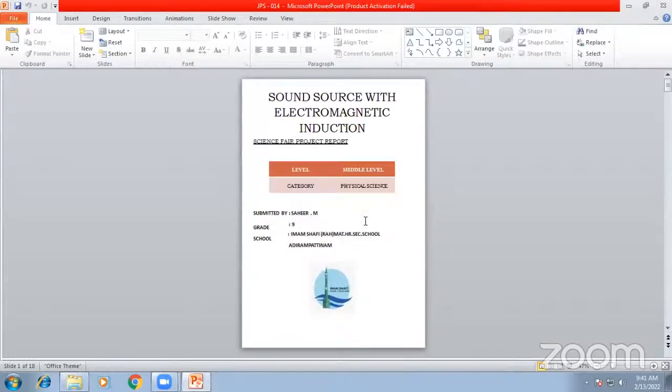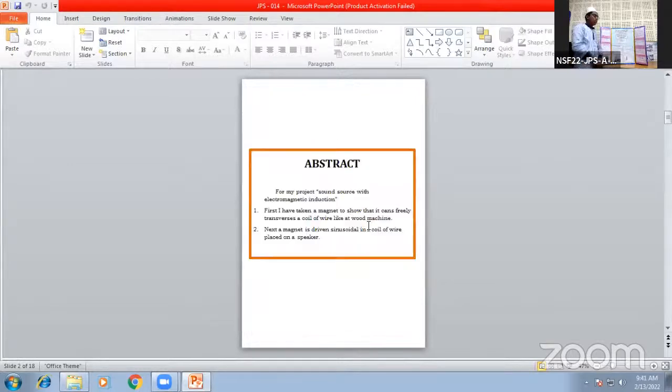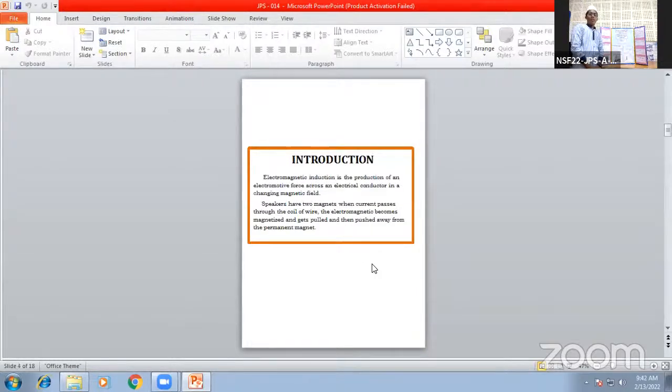I studied that electromagnetic waves can produce light waves. I thought, why can't we use it for sound waves? For my project, sound source with electromagnetic induction, first I have taken a magnet to show that it can freely transfer a coil of wire like a drill machine. Next, a magnet is driven sinusoidally in a coil of wire placed on a speaker. Electromagnetic induction varies with the frequency of the sound wave changes.